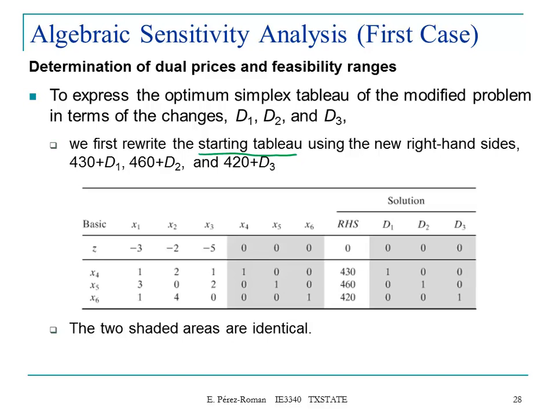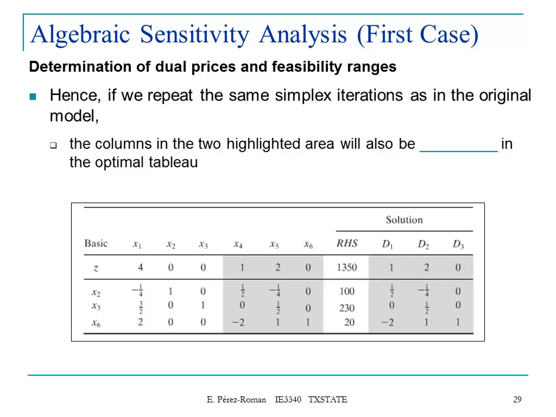So the 2 shaded areas are identical. So that's something else that you need to notice here. These are the variables that you are having as your basic feasible solution. And these are the 3 new variables that are coming after adding those 3 to the right-hand side of your constraints. And both of them are identical. So if we repeat the same simplex tableau iterations, like you know how to do, you know how to operate the simplex algorithm, the columns in the 2 highlighted areas will also be identical in the optimal tableau.